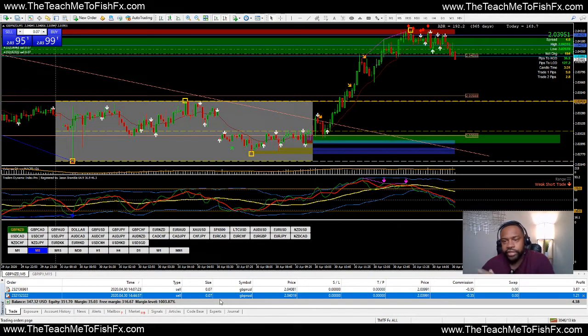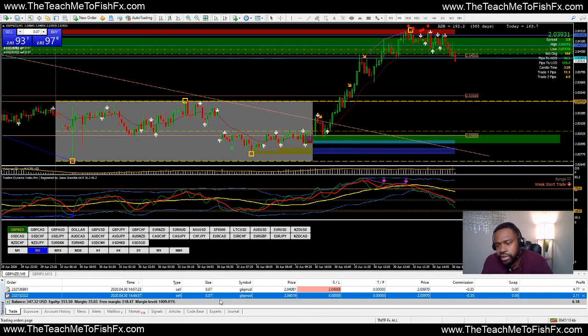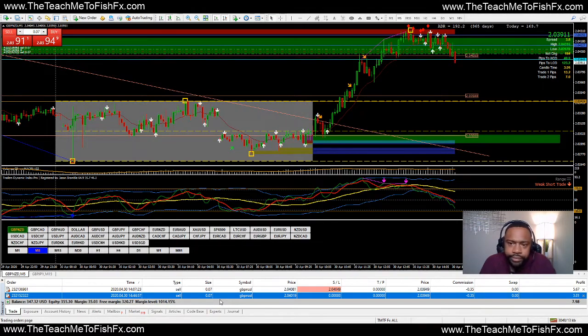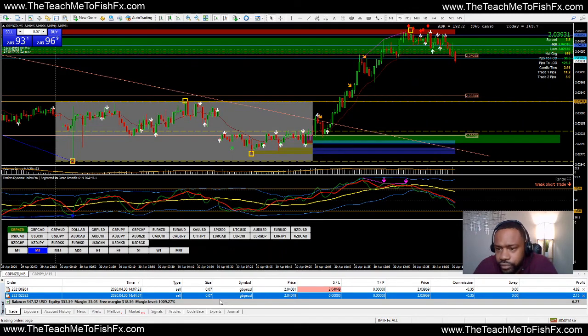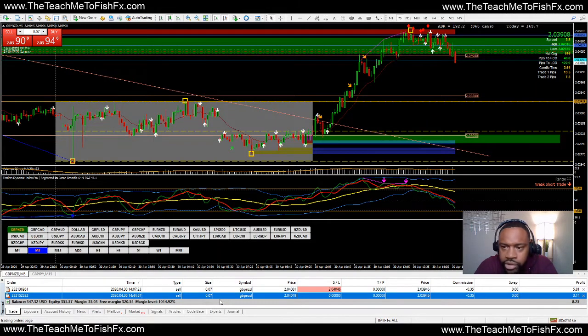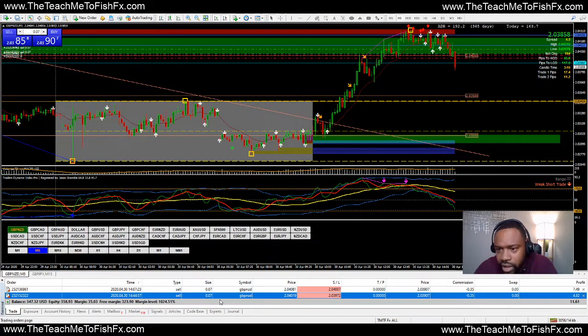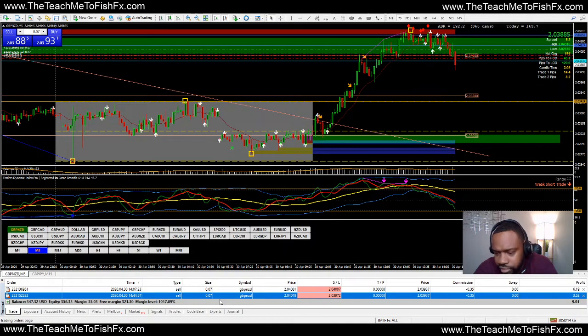GBP was a secondary trade to the GBP CAD that I was in, and so cool. We got a risk-free trade on one of those. And I'm only shooting for 20 pips on these. So I did a trailing stop of 10 pips. I think 10 and 8 pips on these two trades. So I don't expect much from it.